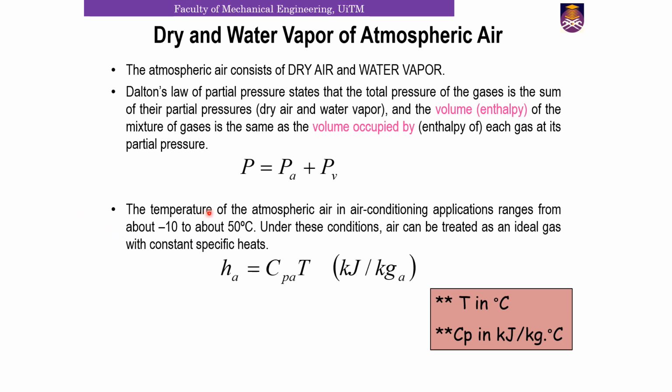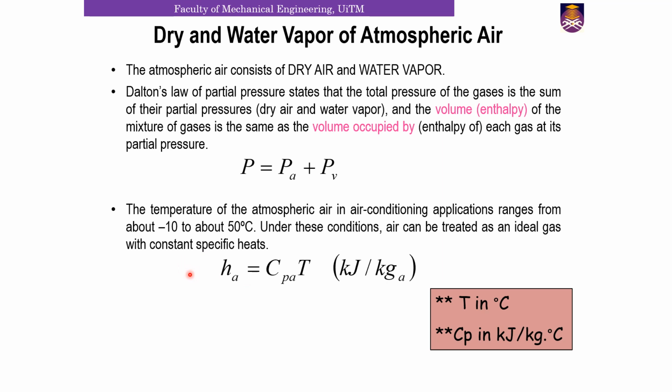Now the temperature of atmospheric air in air conditioning applications ranges from -10 degrees Celsius to about 50 degrees Celsius. So whenever you have this range, any temperature below 50 degrees Celsius for atmospheric air, you can treat the air as an ideal gas. So the moment you can treat the air as an ideal gas, you can start using the formula PV equals nRT. And as a result, you can find the enthalpy based on this formula.